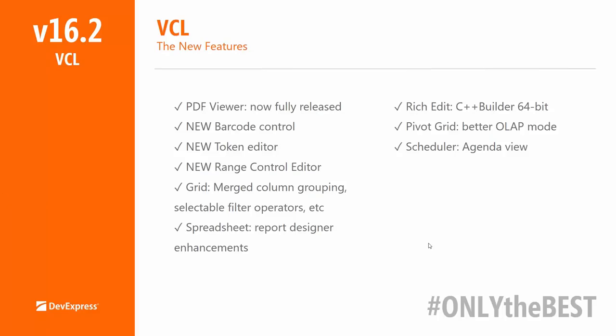Pivot Grid has a better OLAP mode. What that really means, I'm not going to show this one off, is you can obtain drill down data for any cell which is displayed when connected to an OLAP cube using the ADO provider, essentially. The scheduler now has an agenda view. The agenda view is all about displaying the appointments for a day.